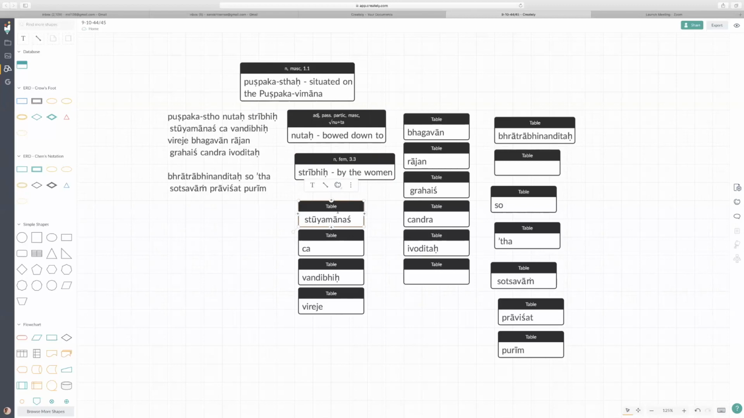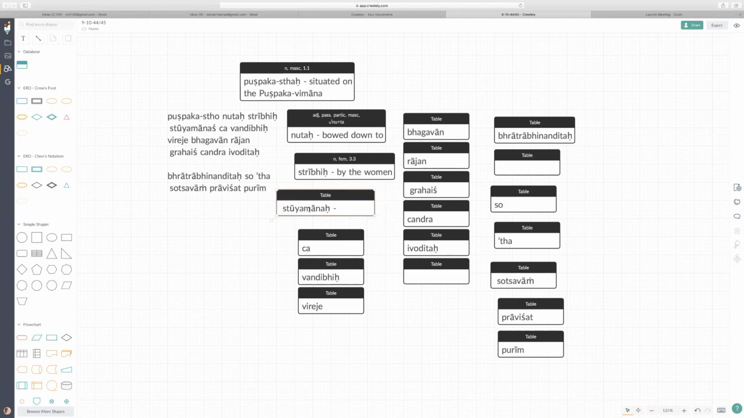Okay. Stuyamanash cha. So that sha is a product of sarga. And we have seen that before. All these mana, what does it indicate? Present participle. Present participle and something more particular about it? Passive. Okay, present passive. So let's say it's adjective, present passive participle, masculine 1-1. So stuyamana and what's the verb? To pray.